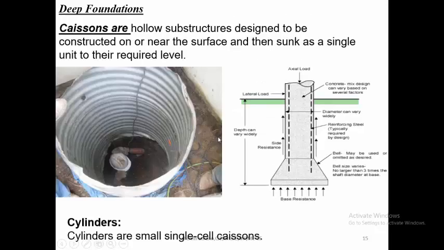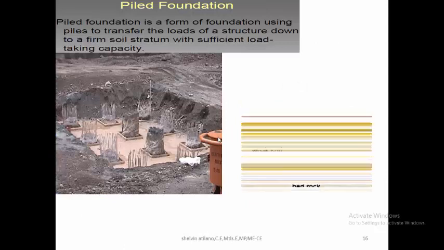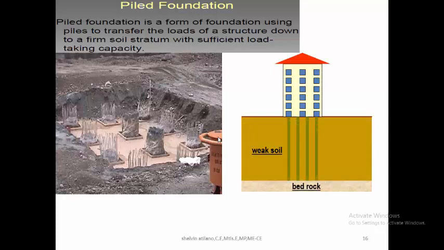Then caissons are hollow substructures designed to be constructed on or near the surface then sunk as a single unit to the required level. Then pile foundation. Pile foundation is a form of foundation using piles to transfer the loads of a structure down to a firm soil stratum with sufficient load-taking capacity. See this one? High rise, then weak soil, you need to touch the bedrock.